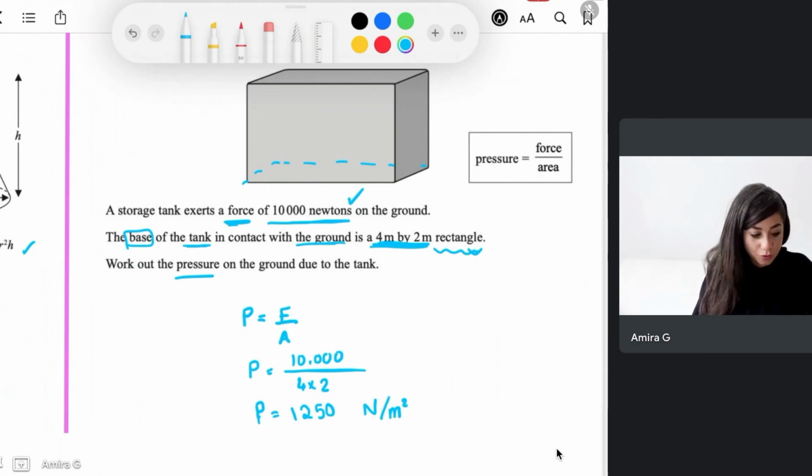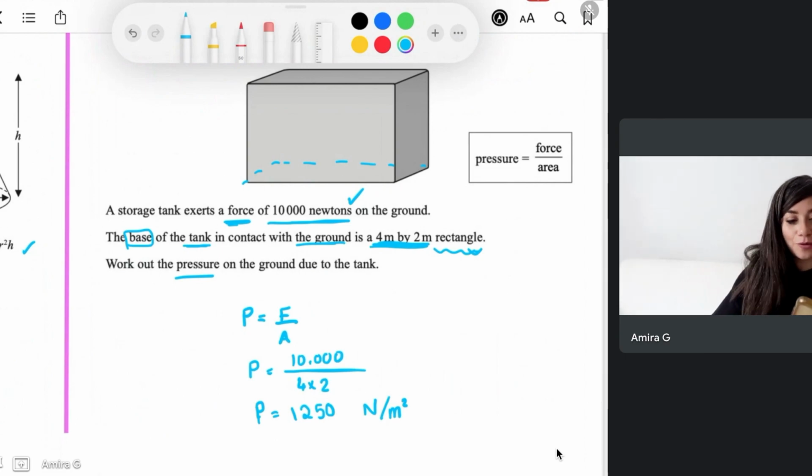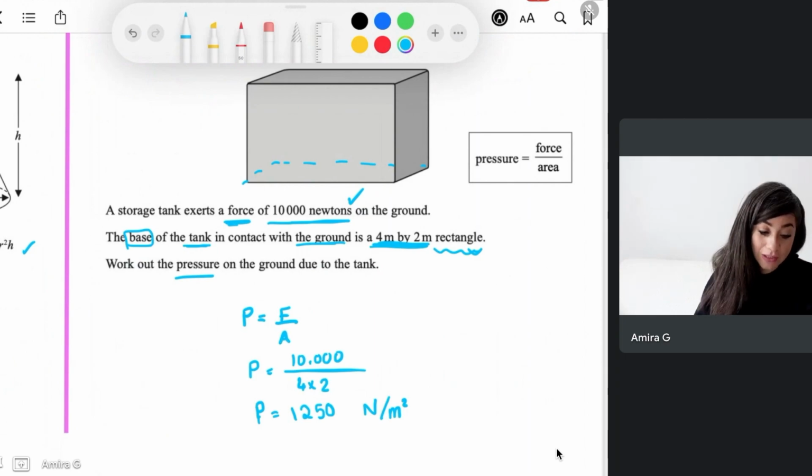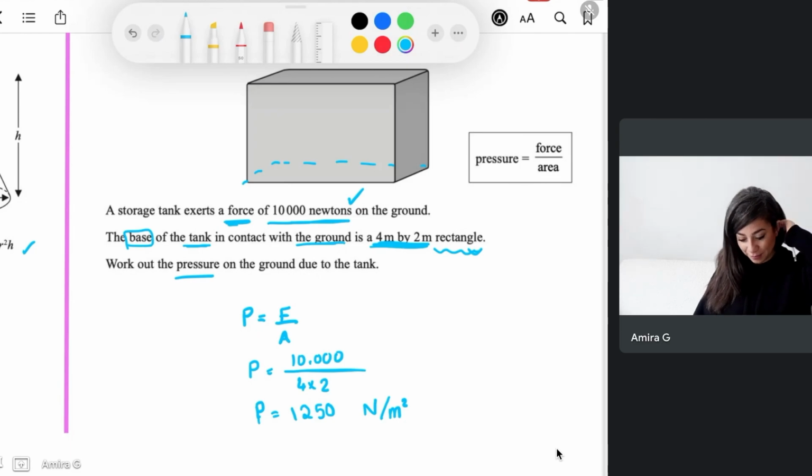Now let me just Google the units for pressure, okay? You can find out the formula, and using the formula you can find out the units. Yes, it's pascals, which is newtons per meter squared. There. That's just a bonus tip.